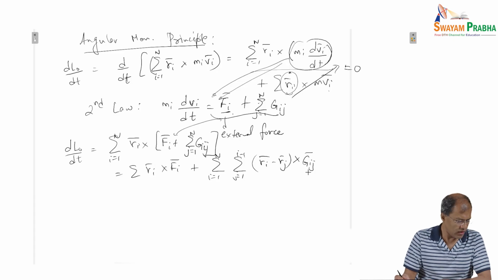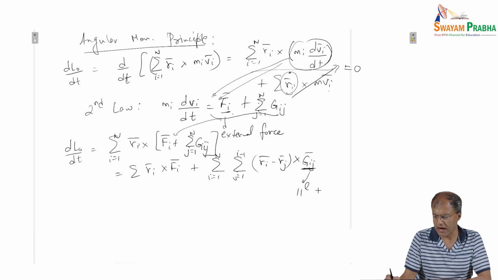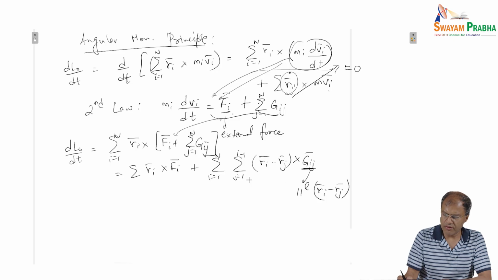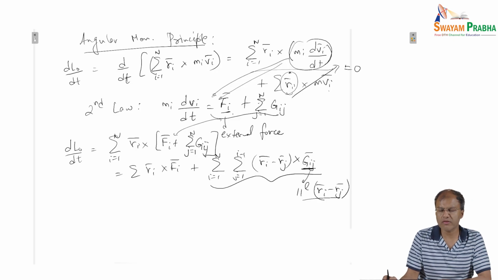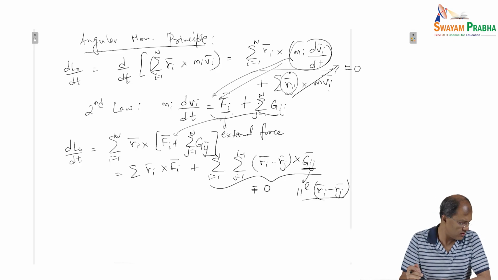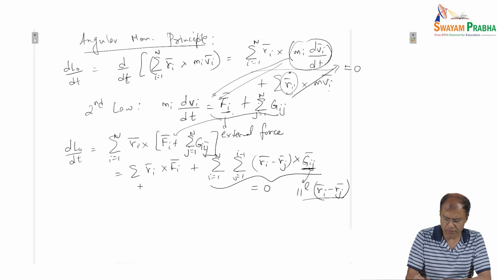Now what is happening is the internal forces Gij are parallel to the displacement. Their direction is parallel to Ri minus Rj. Because of this condition, we expect that the second quantity will be 0, since the cross product of two parallel quantities is 0, and all we are left with is this quantity. Let us call this K0, the moment due to the external forces.